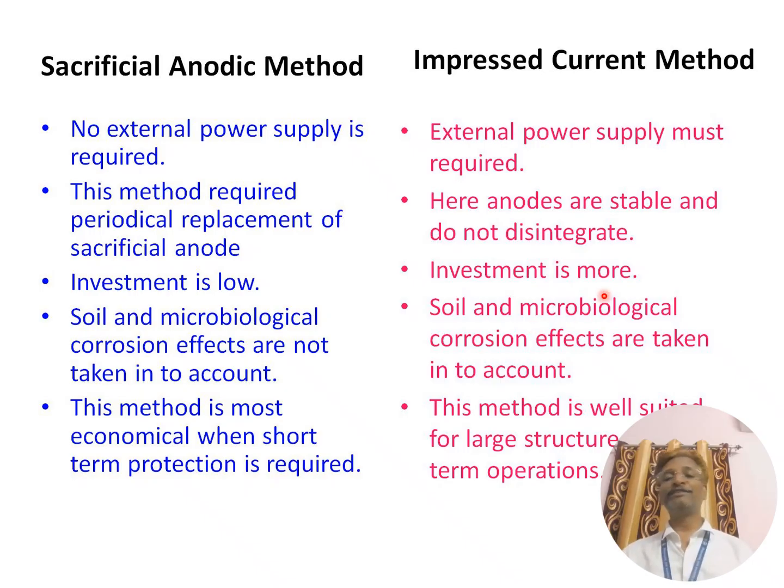But here investment is more because you are supplying external electrical power. Soil and microbiological corrosion effects are not taken into account in the first method, but here they are taken into account. The sacrificial method is most economical when short-term protection is required. This one is well suited for large structures and long-term operation.